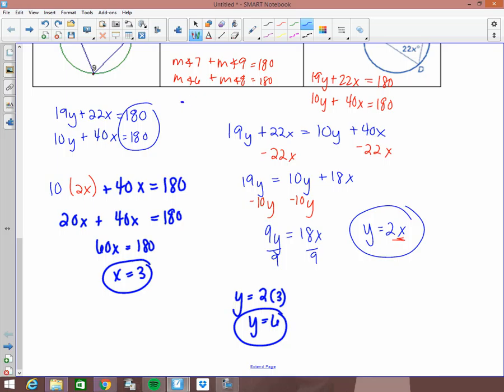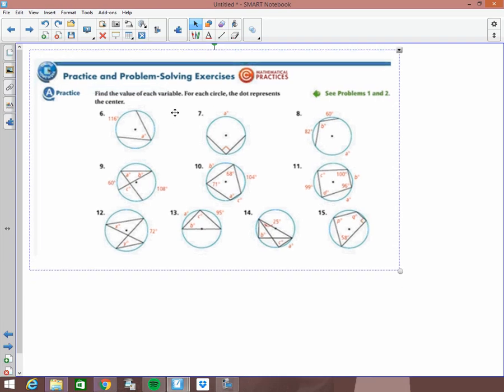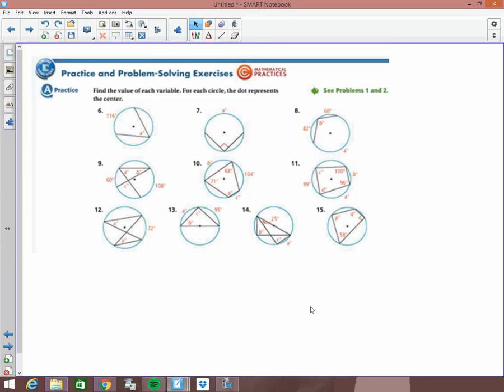And the method is substitution. So if you need to look it up to get some practice, you're looking for solving systems of equations by substitution. Okay, and the practice problems for this section can be found in section 12.3, and they look just like this.